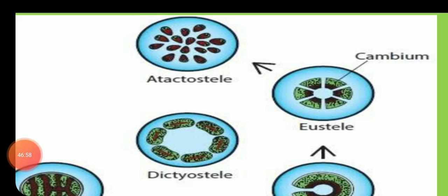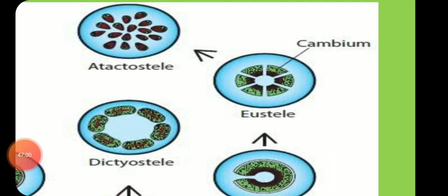And next you will learn about eustele. In eustele, the stele is split into distinct collateral vascular bundles around the pith. The center pith is present, and the vascular bundles look wedge shaped. That is called collateral vascular bundles around the pith. A good example is the dicot stem, where we can observe the eustele.